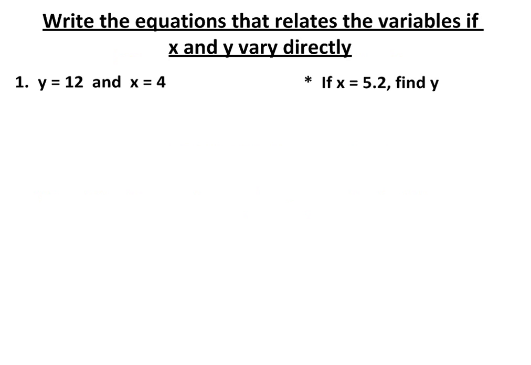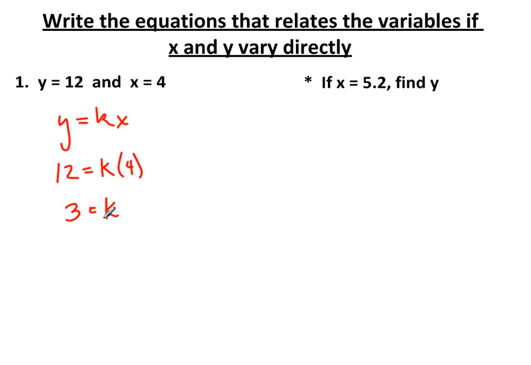Y equals 12 and x equals 4, and I'm telling you that x and y vary directly. Because this is linear, we usually write in the form y equals kx, very similar to our slope-intercept form. If I had my equation, y equals k times x, I'm just going to substitute in 12 equals k, because I don't know it, times 4. Then the only thing I can do is solve for my k value, divide by 4, and I get 3.